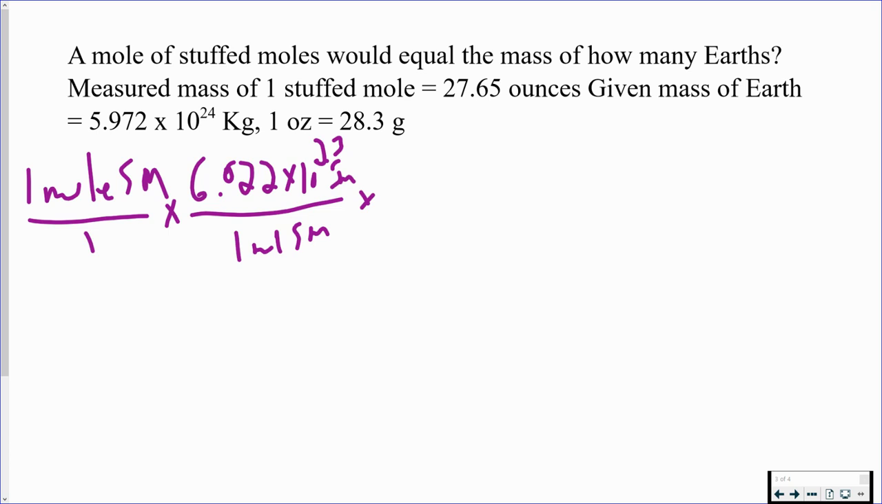Now that we're in stuffed moles, we've got a lot of stuffed moles, we need to get into some kind of unit for mass. So the first thing that we know is that 27.65 ounces is the mass of 1 stuffed mole. The next thing we need to do is get out of ounces and get to grams, because we're going to get into kilograms.